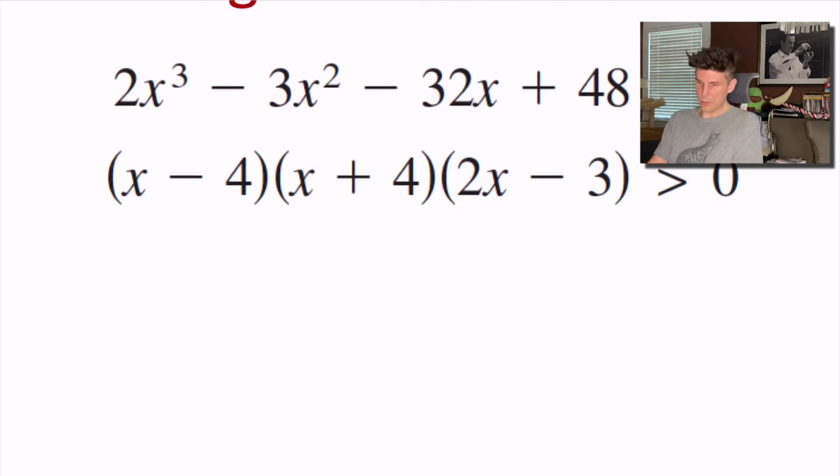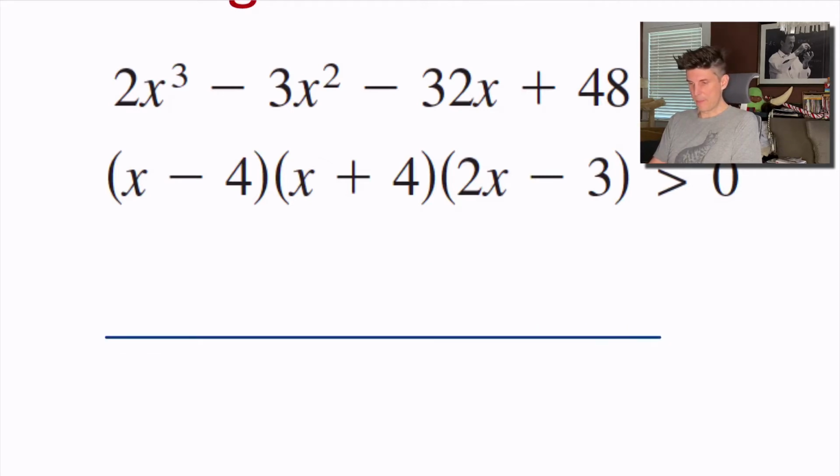Once again, we're going to make a nice little number line. And we're going to state the zeros that we just found on that number line. We have -4. We must put them in order, obviously. And then we have 3/2 and +4.